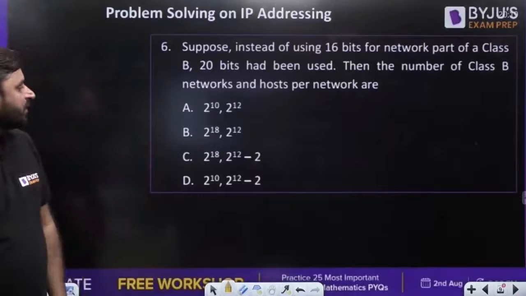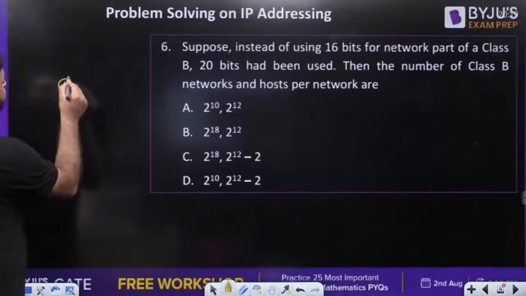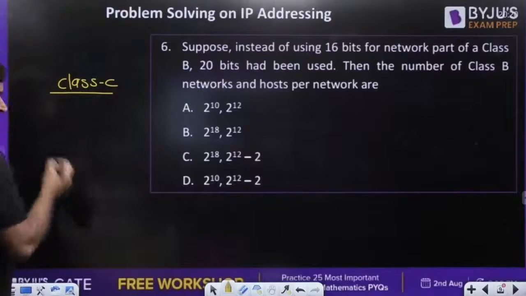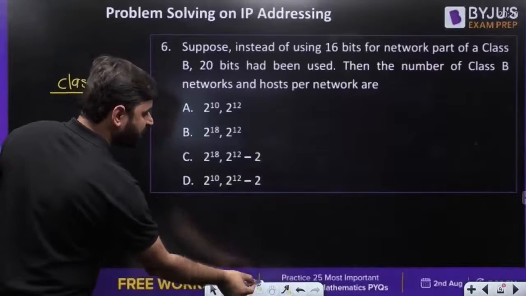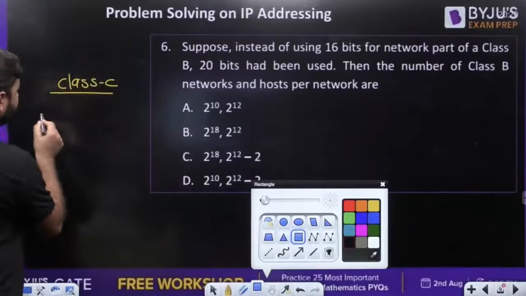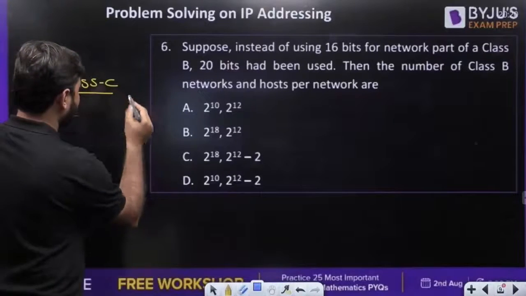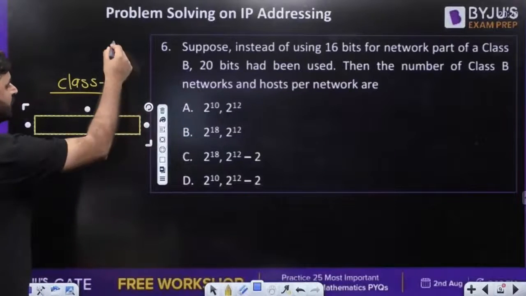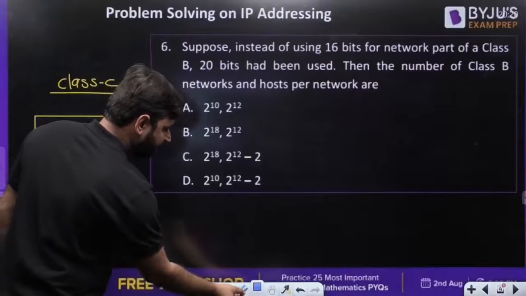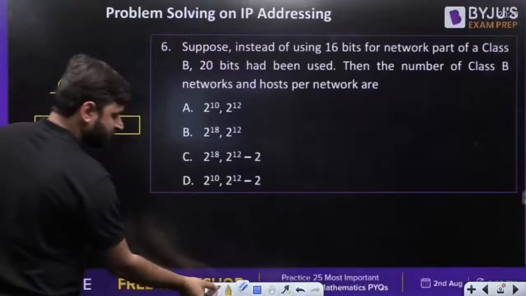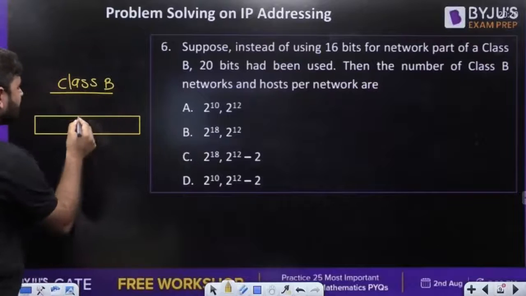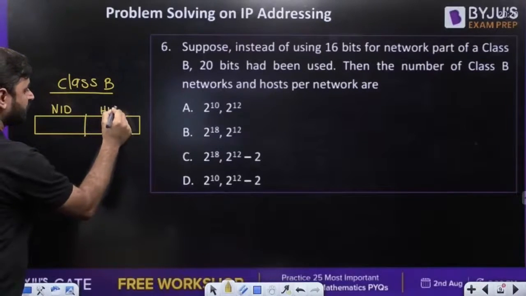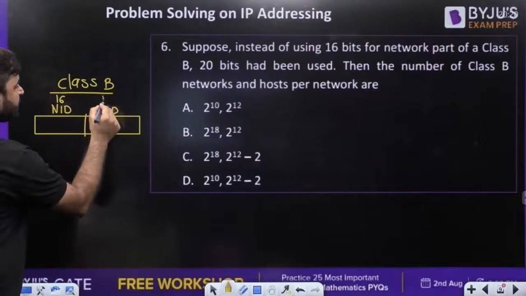Nisa says C. Very good. Actually, we know that in class B, the network ID is 16 bits and the host ID is 16 bits. They are saying class B, not class C. So here the network ID is 16 bits and the host ID is 16 bits.